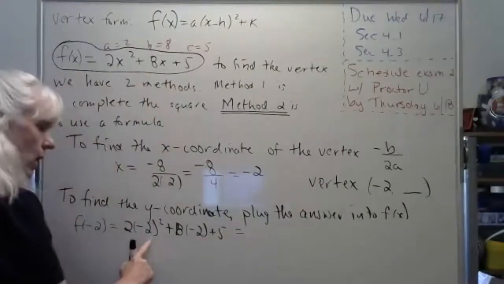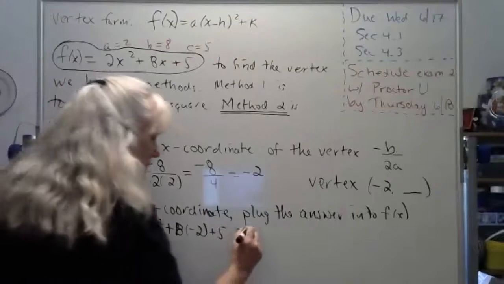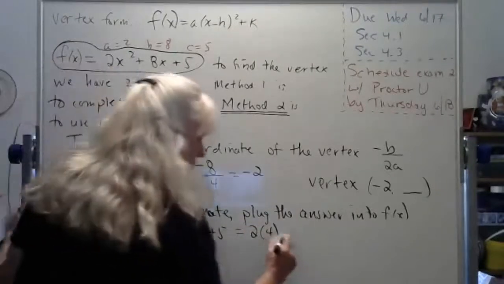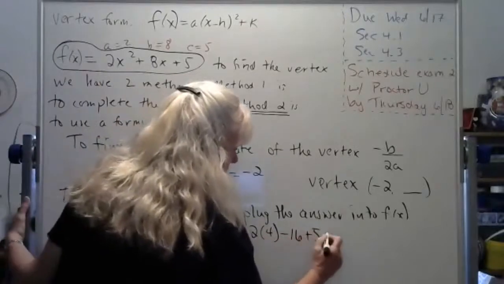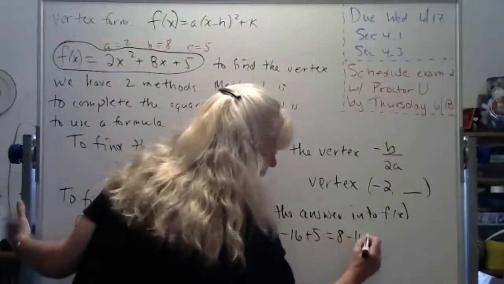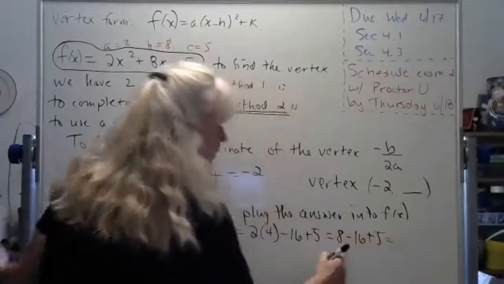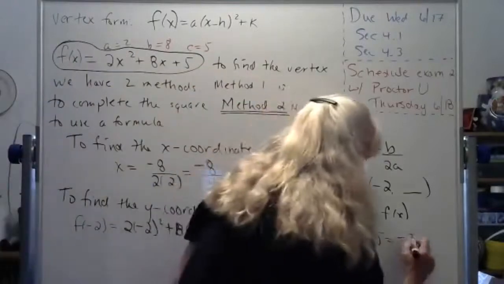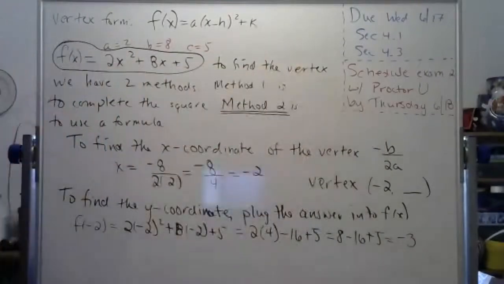Be very careful here. This is where you tend to make sloppy arithmetic errors. You must square before you do anything else. So this would be 2 times the negative 2 squared, which is 4. The 8 times the negative 2 is going to be a minus 16 plus 5. So 2 times 4 is 8, minus 16 plus 5. So 8 minus 16 is a negative 8, plus 5 gives me a negative 3. So I end up with negative 2 comma negative 3.